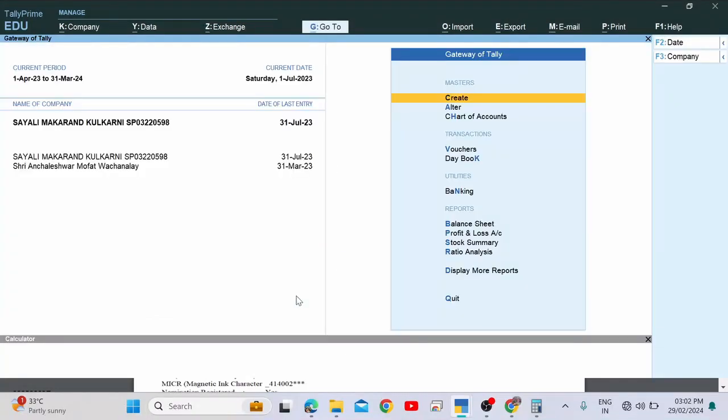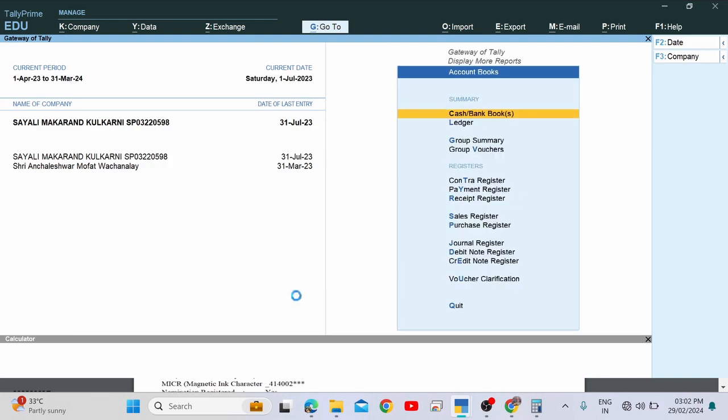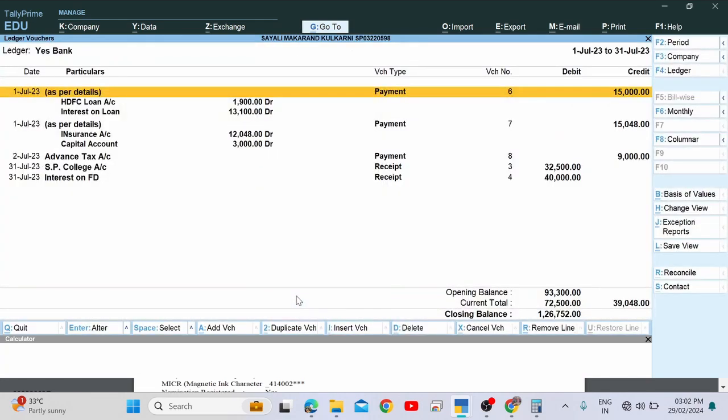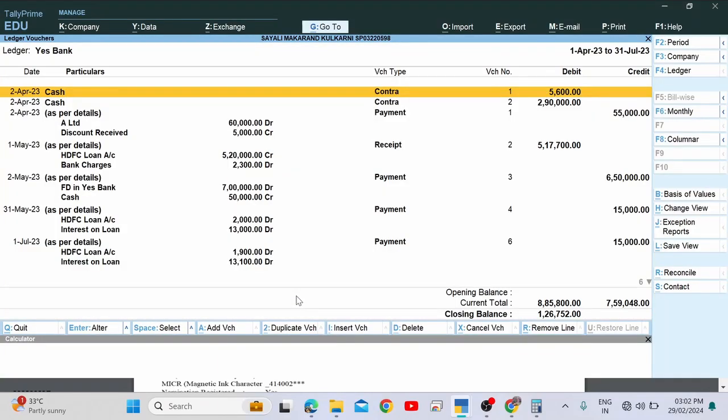D A L, from the gateway of Tally. You should remember this shortcut to get any ledger. D A L, and then say your bank, mine is this one, and then remove the dates. How to remove the dates? With the space bar or escape button, you can remove the dates.